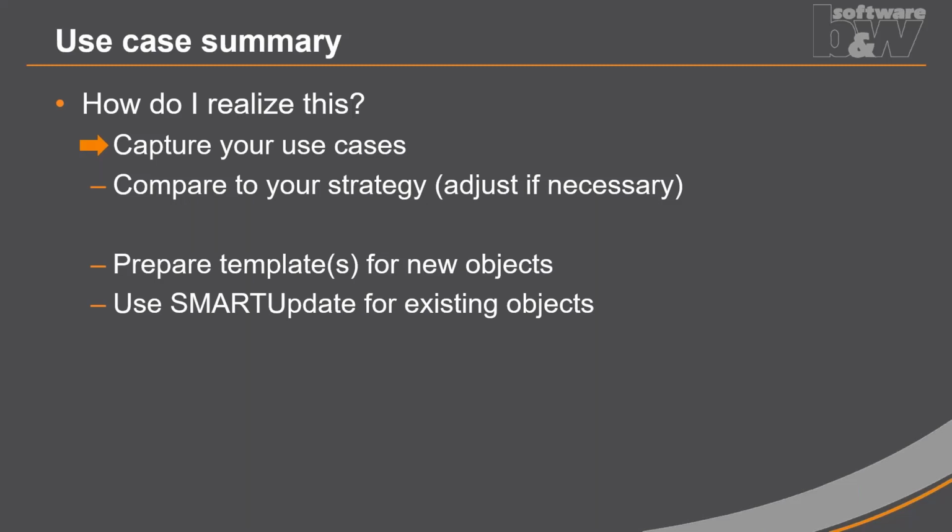Well, my proposal would be if you go back and think about it and capture the use cases that you can imagine happen at your site. And compare these use cases, including all the body functionality, with the visibility strategy that you're currently having. If there's any gaps in there, perhaps you have to adjust it. And if you're feeling comfortable with your new or adjusted strategy, then you can start to create or adjust your template files for new objects.